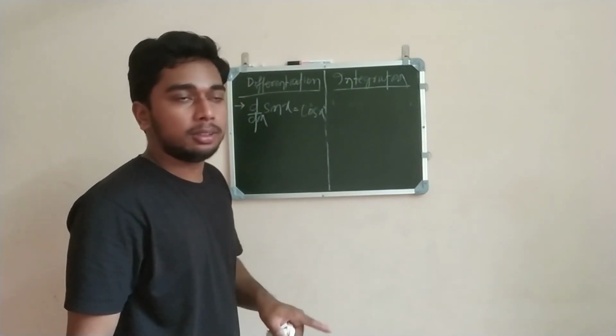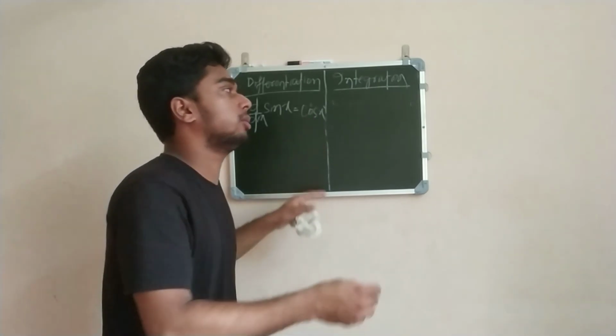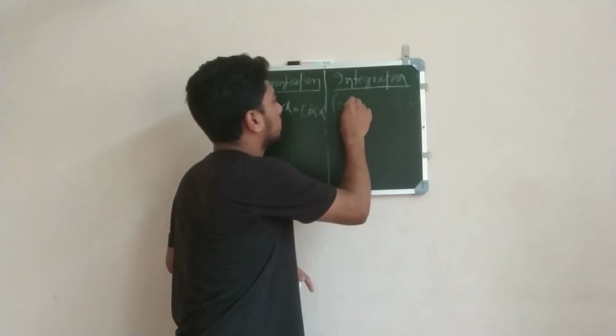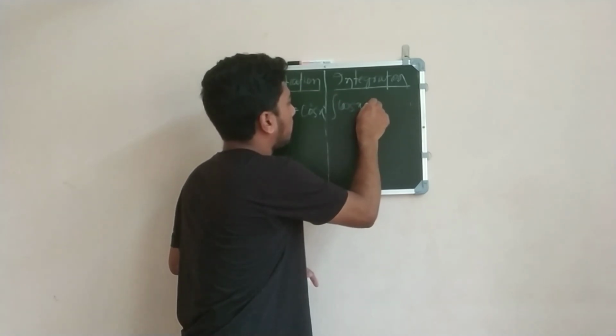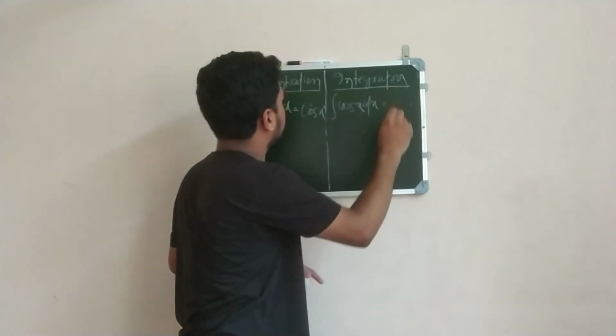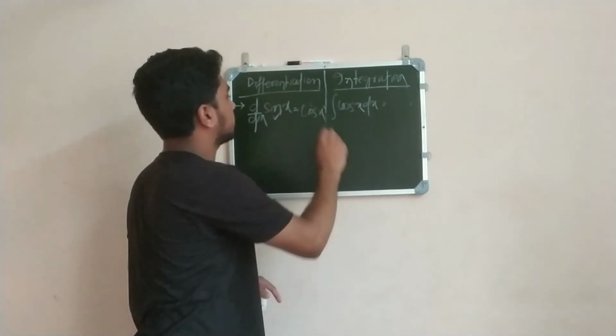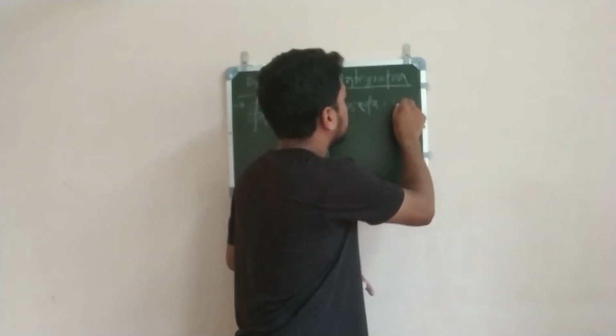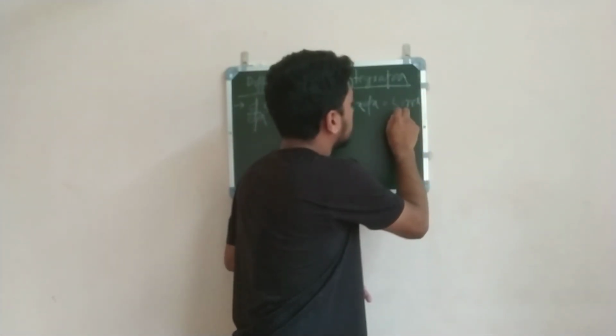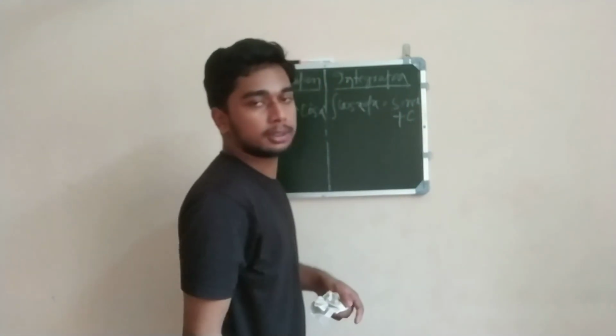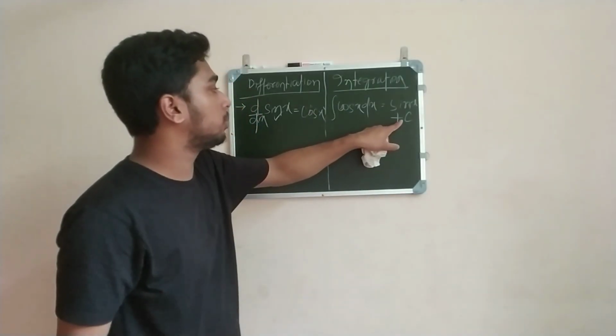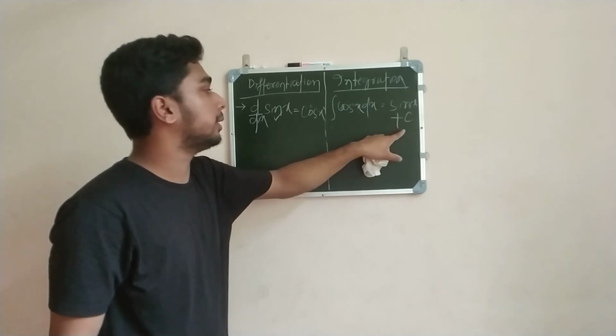Then in integration it will be just the reverse, so just write the integration of cos x dx will be sin x plus c. You have to always put plus c here on the right side.